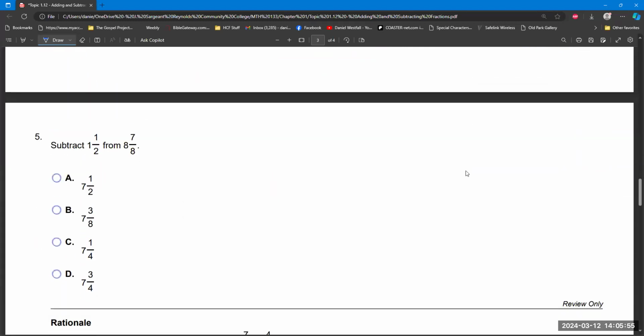All right, let's have 8 7/8 minus 1 1/2. Multiply this one by 4 over 4. 8 7/8 minus 1 4/8. 7 minus 4 is 3. 8 minus 1 is 7.